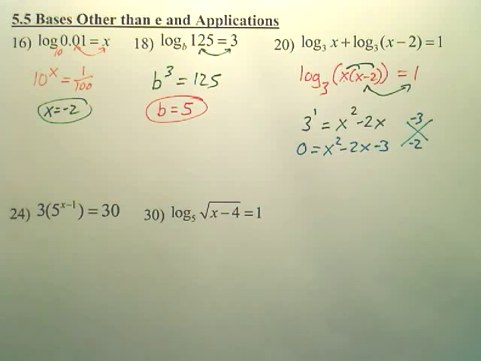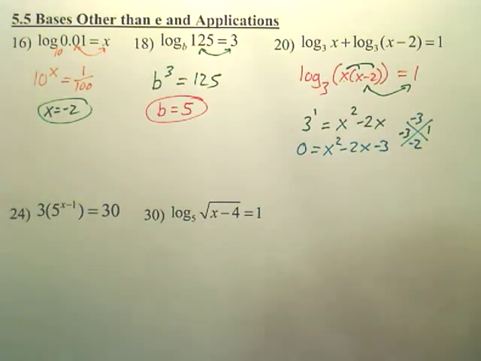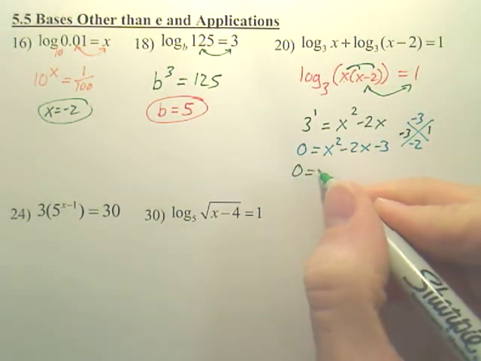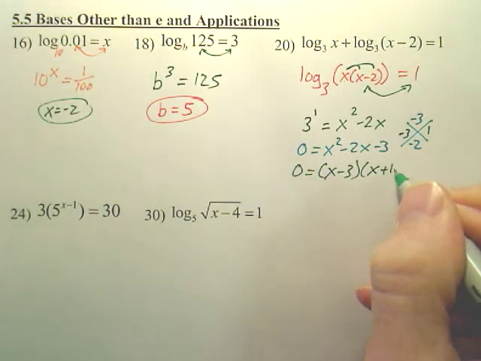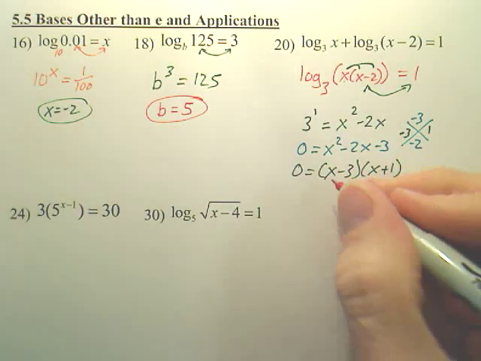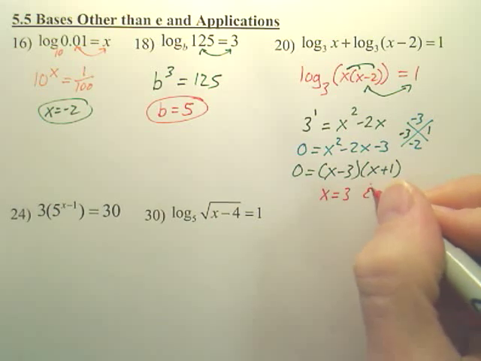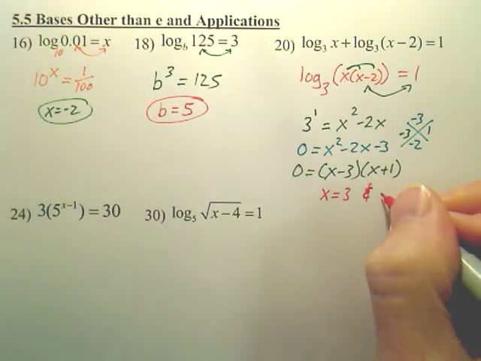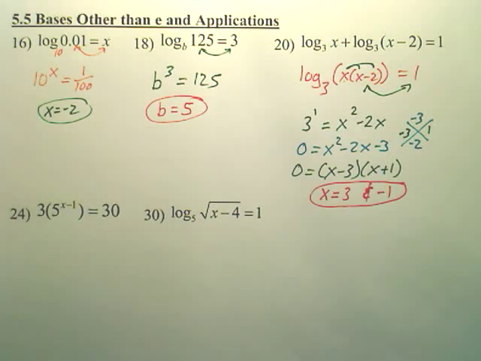It's always my first chance. First thing I want to try. Does it work? It does. It'd be -3 and 1. So it looks like we have x minus 3, x plus 1. And your answers are x equals 3 and -1. Now, one thing you need to check for is something called extraneous solutions.